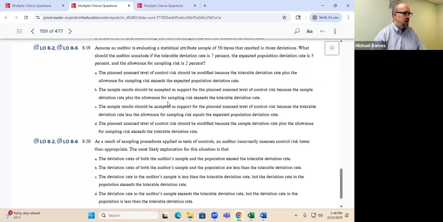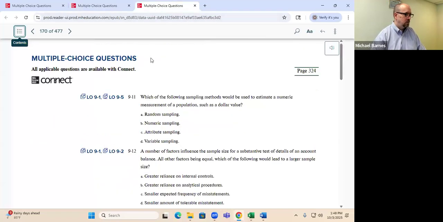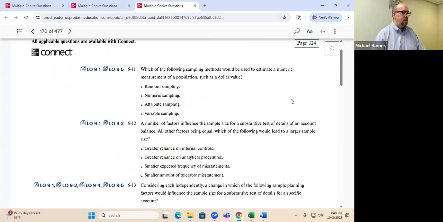All right. Chapter 9, multiple choice. Which of the following sample methods would be used to evaluate a numeric measurement of a population such as a dollar value? We only talked about two general categories of sampling. Attribute sampling is used for tests of controls. It looks for a particular characteristic: does the characteristic exist, yes or no?